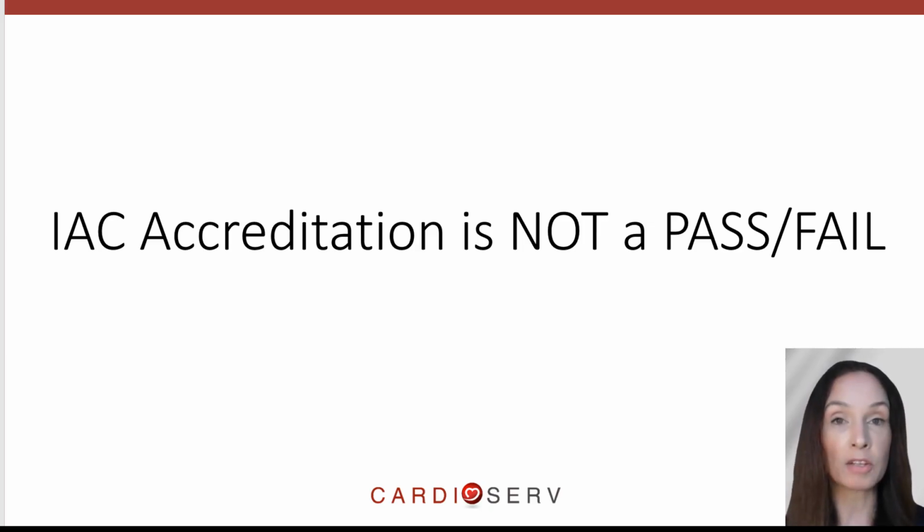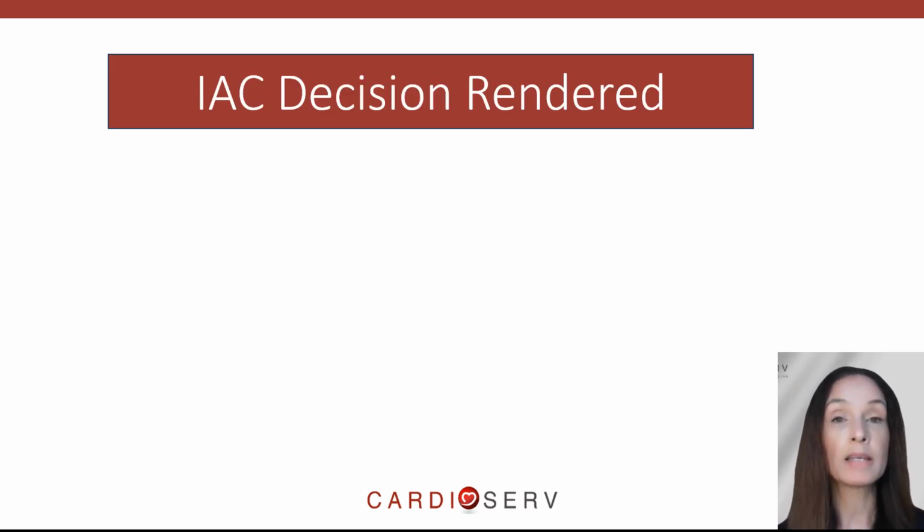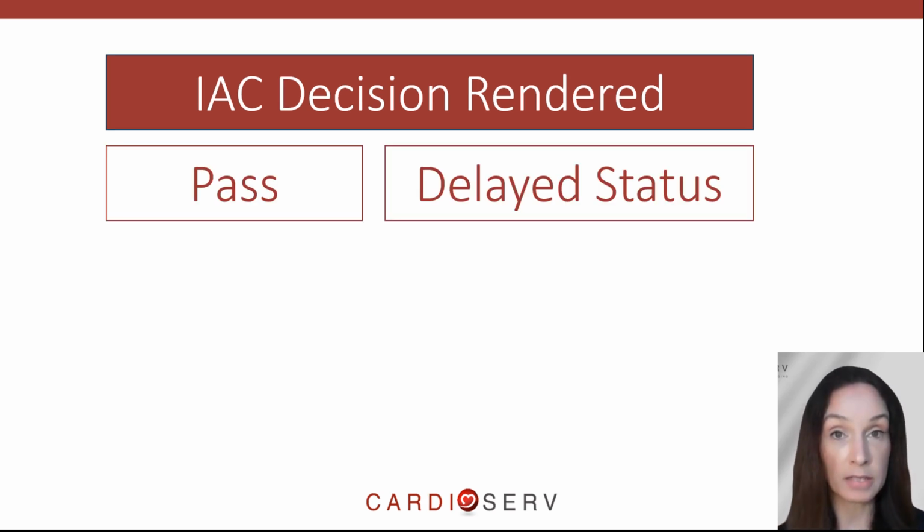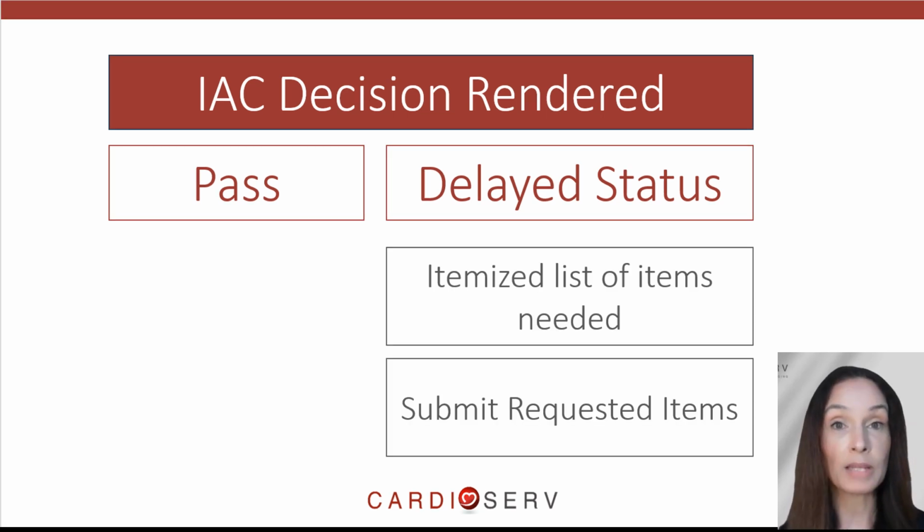Understand that the Intersocietal Accreditation Commission is not a pass-fail organization, meaning if you are deficient in an area, when they render a decision, they will place you into a delayed status, not a fail, but a delayed status, and outline actions you have to take to rectify your deficiencies. We believe that by not having a pass-fail mentality and by having this delayed status pathway to accreditation, it allows people to not get caught in the perfection loop.